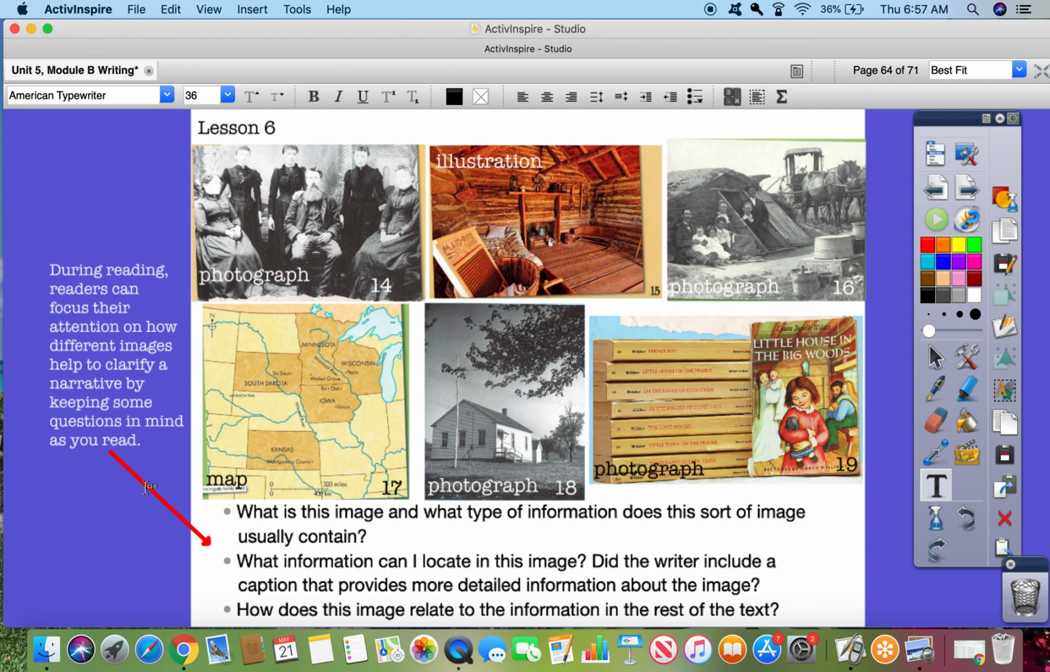Let's look at these questions. What is this image and what type of information does this sort of image usually contain? What information can I locate or find in this image? Did the writer include a caption that provides more detailed information about the image? And how does this image relate to the information in the rest of the text?